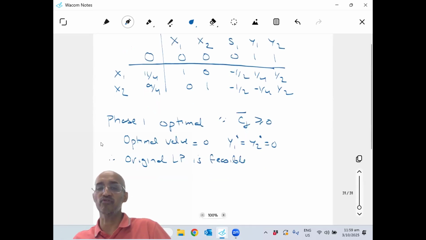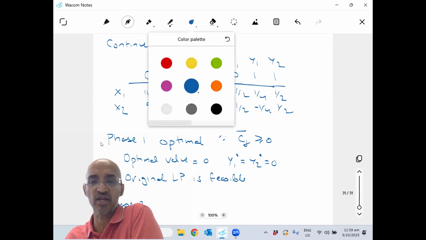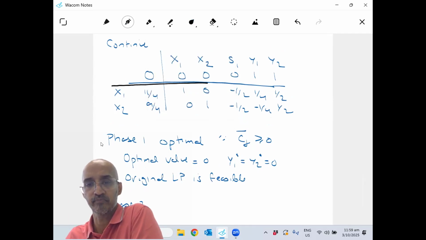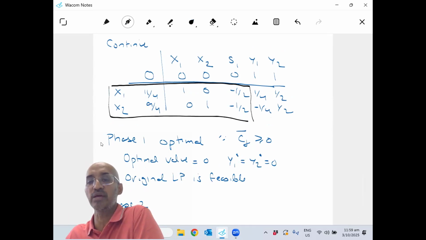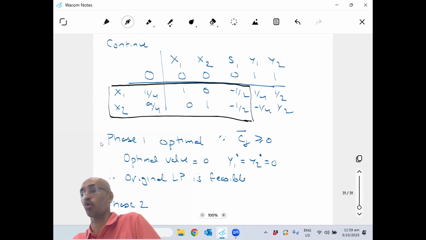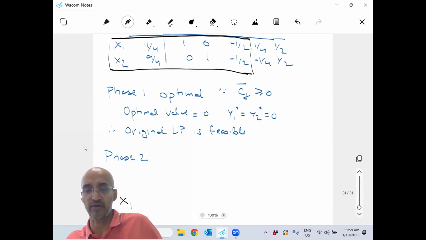Now we will start phase 2. How do we start phase 2? My original variables were x1, x2, and s1. So I will now take in this matrix, essentially this part, which is B inverse A. The entire thing is B inverse A, but I'm interested only in this part. These are my artificial variables which have gone to 0. So I will just take this part, x1 and x2. The values are 11 by 4 and 9 by 4. That's a basic feasible solution.